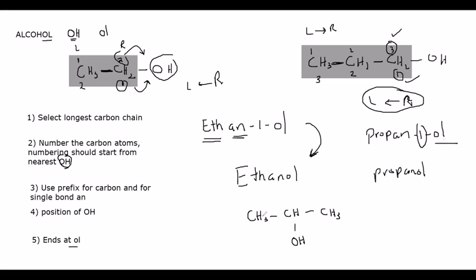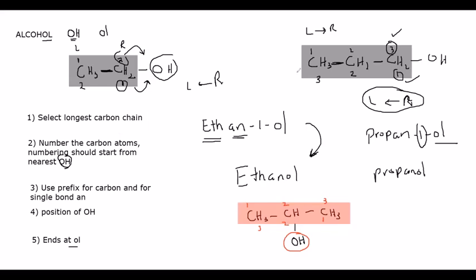Now in this example, again you select the longest carbon chain. Then numbering should start from nearest OH. If I count from here 1, 2, 3. If I count from right to left, it's also same. It does not make difference. Both cases the OH is with the second carbon. So I can count from left to right or right to left. It does not make difference.